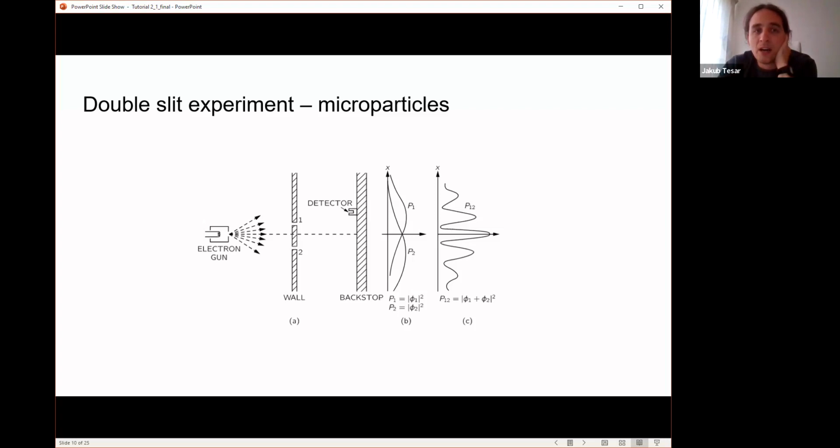But if you are thinking of microparticles, then the question is how they express something like wave behavior. Yes, Michael?